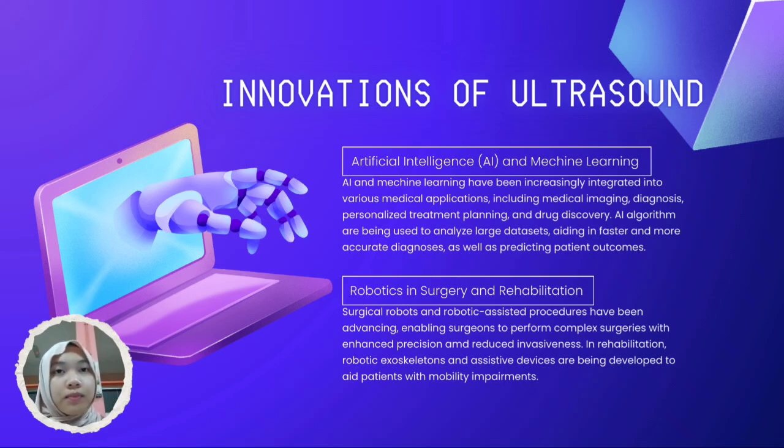AI algorithms are being used to analyze large datasets, aiding in faster and more accurate diagnosis, as well as predicting patient outcomes. And lastly, we have robotics in surgery and rehabilitation. Surgical robots and robotic-assisted procedures are advancing, enabling surgeons to perform complex surgeries with enhanced precision and reduced invasiveness. In rehabilitation, robotic exoskeletons and assistive devices are being developed to aid patients with mobility impairments.